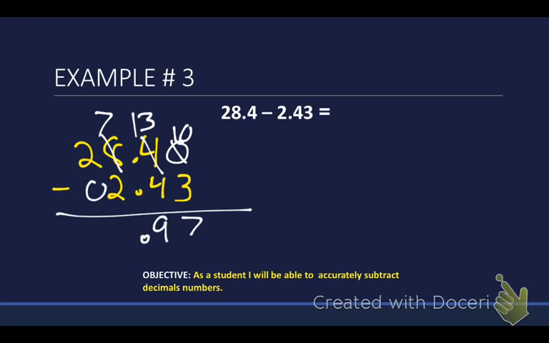Bring down our decimal point. 7 minus 2 is 5. 2 minus 0 is 2. Our answer is 25 and 97 hundredths.